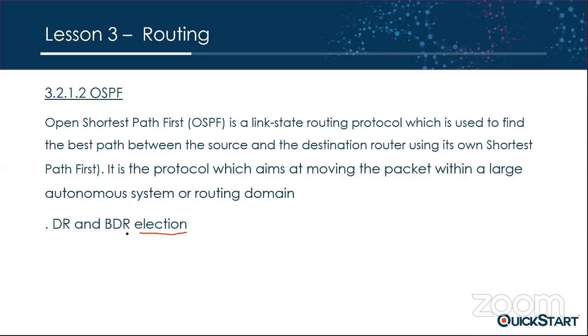The backup designated router works when the path to the DR has been disconnected and the router cannot find the path to the DR. Then the BDR comes into play, takes the information, and sends it to the other routers. So that's how OSPF works.